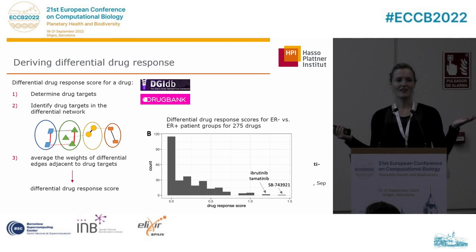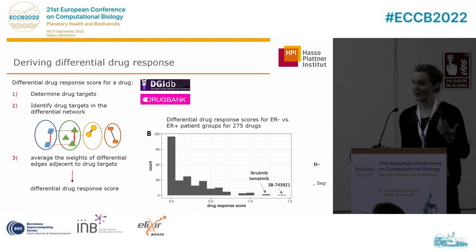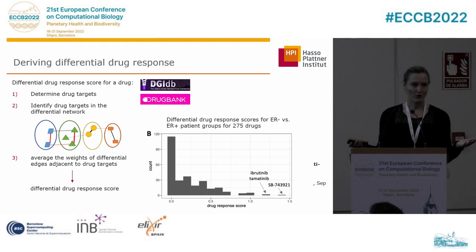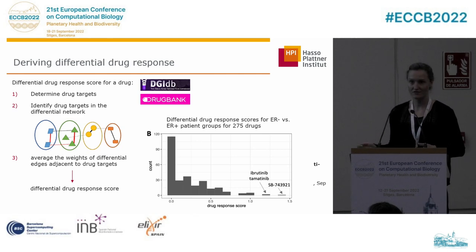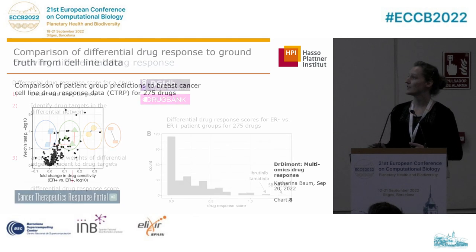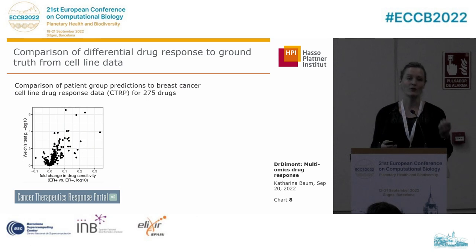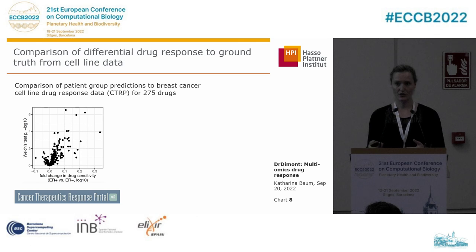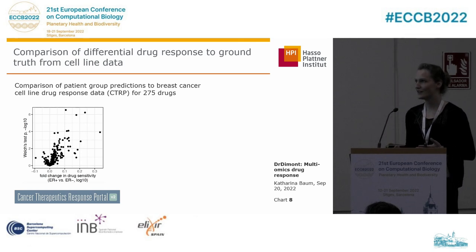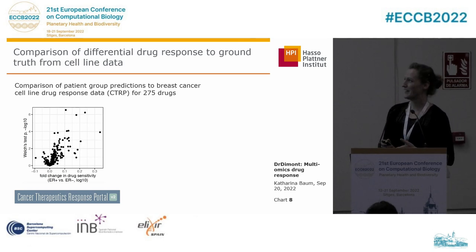Okay, now we have these drug response scores, so a ranking of drugs. What is it worth? Is it what we expect? Is it what we want? Is it performing well? For that, we took ground truth data from the Cancer Therapeutics Response Portal in cell lines. So first we had patient data, now we used cell lines because you do not have these measurements in patients available.